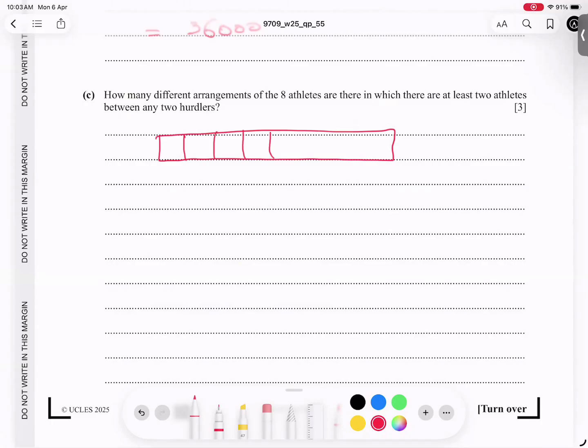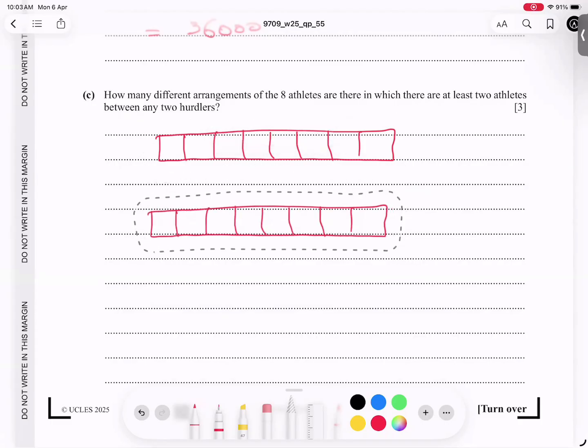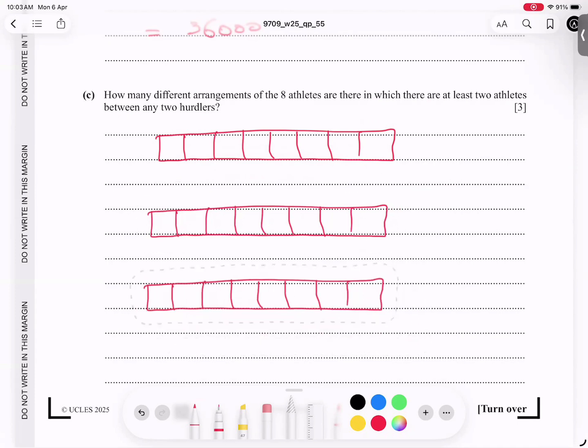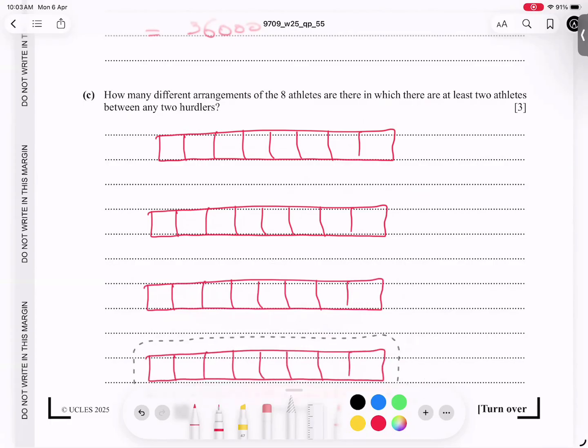1, 2, 3, 4, 5, 6, and 7. How many options do we have? Let's check it. Let's try the fourth option. If a hurdler comes here, at least 2 means between any 2. So 2 other athletes can come here, and then a hurdler again, 2 can come here, and a hurdler and 1 more option. This is one option we have.